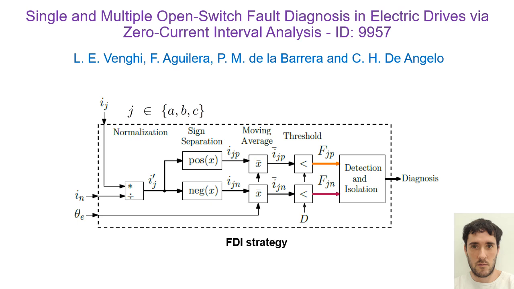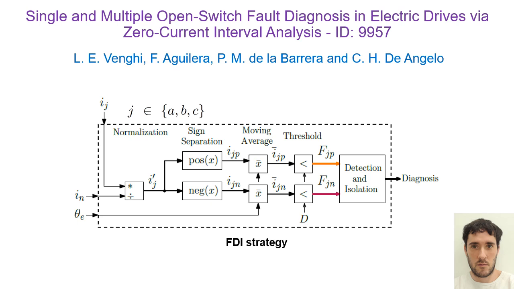Since the amplitudes of the currents depend on the load coupled to the motor, torque variations affect the current levels. To mitigate this effect, the three-phase currents are normalized. The normalized currents are then separated into positive and negative half cycles, thus decoupling each phase current into two signals that are sensitive to faults in the upper and lower switches of a leg.